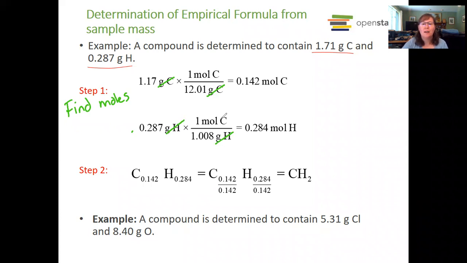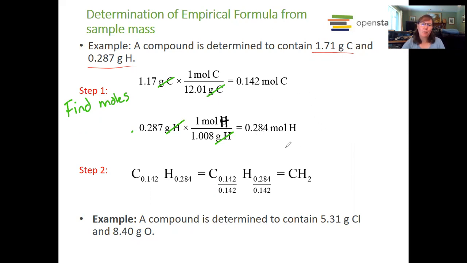Oh, and there is a typo here. This should be moles hydrogen there. Okay, so 0.287 grams of hydrogen divided by 1.008 grams of hydrogen per mole of hydrogen. And actually, I'm going to erase that, and there we go, hydrogen. Okay, that gives you 0.284 moles of hydrogen.